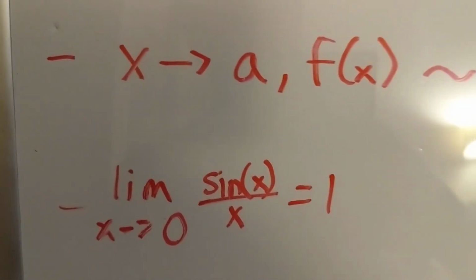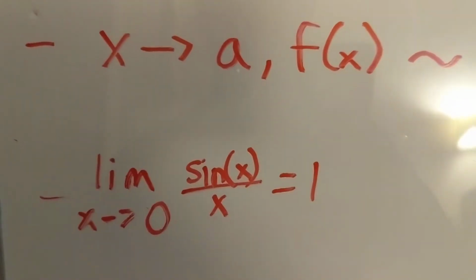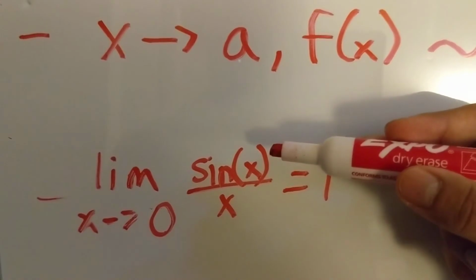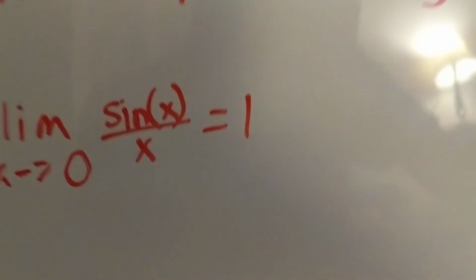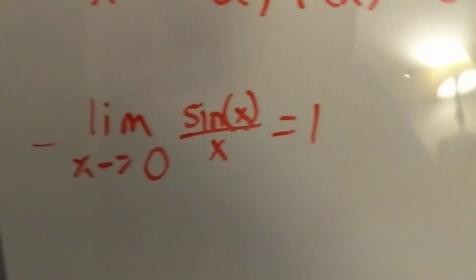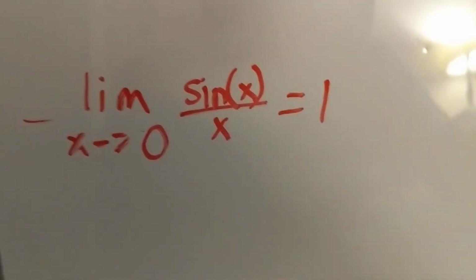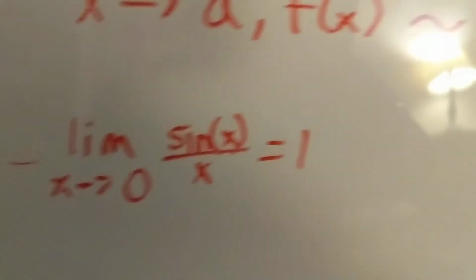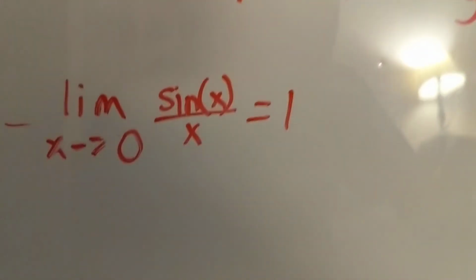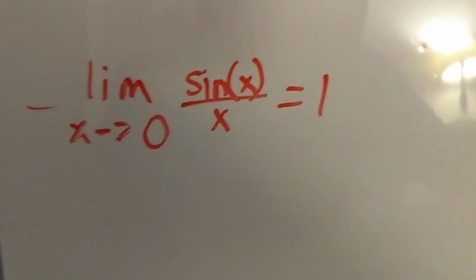This is an example where there are two asymptotically equivalent functions, sine of x and x. So why are they asymptotically equivalent? If you solve this out, this is actually true. The limit as x approaches 0 of sine of x over x does equal 1.